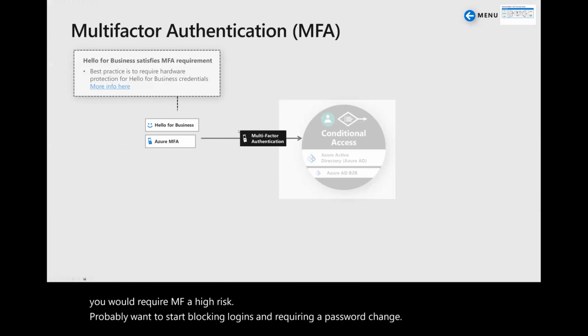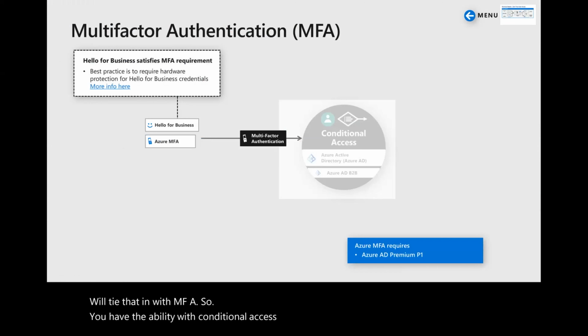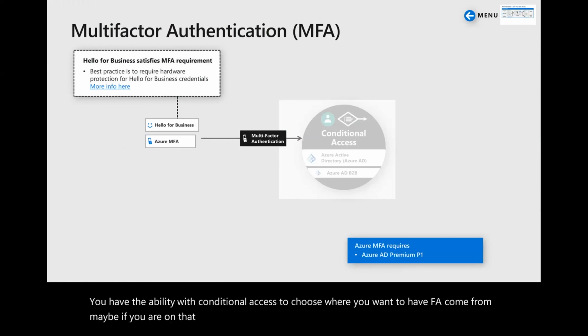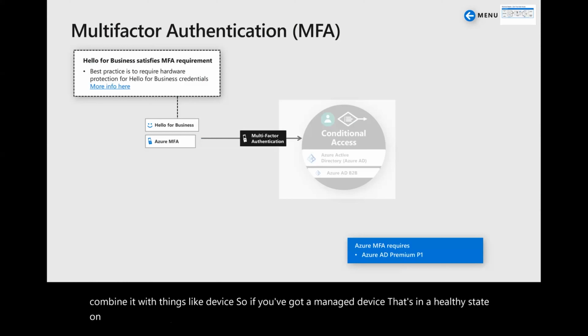So you have the ability with conditional access to choose where you want to have MFA come from. Maybe if you are on that university network, you might not require MFA, or maybe you combine it with things like device. So if you've got a managed device that's in a healthy state on your university network, you can bypass MFA and let people connect and get their jobs done in an easier fashion without being disrupted with MFA prompts.